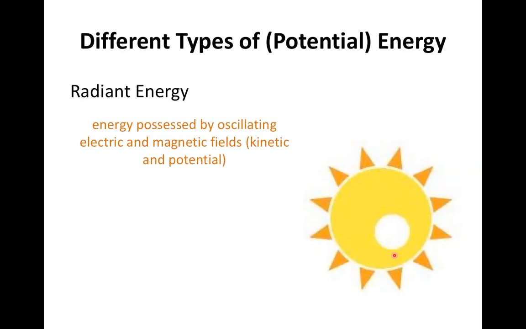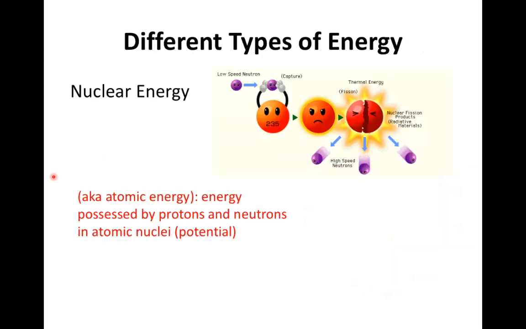Radiant energy, we have energy possessed by oscillating electric and magnetic fields. We learn about this a lot more in grade 12. Nuclear energy is also known as atomic energy. It's energy possessed by protons and neutrons in the nucleus. And we're going to learn about that in a chapter of this unit.